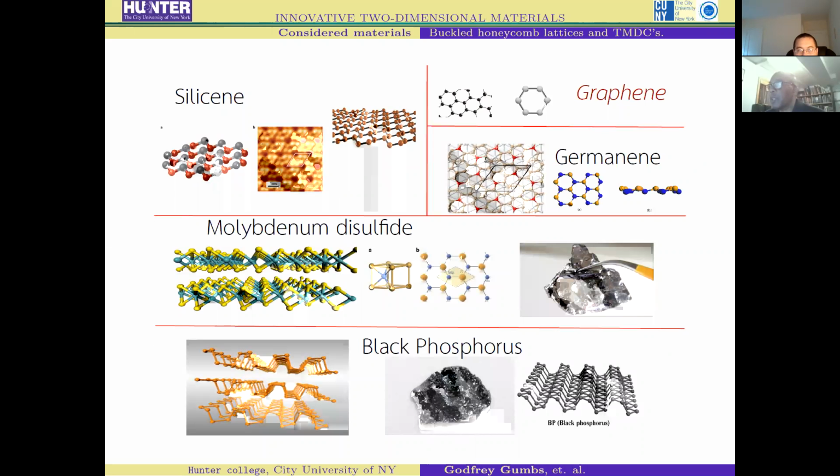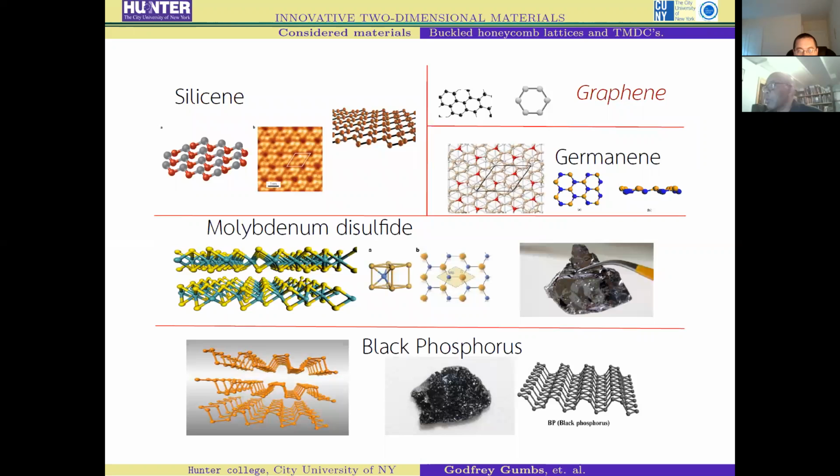As I said, we have been involved in many materials. Some of them are listed here. They're buckled structures, such as silicene, germanene, stanene, the TMDCs, as well as phosphorene. But today, I will be presenting some work on a material which is quite similar to graphene, with a honeycomb hexagonal structure.